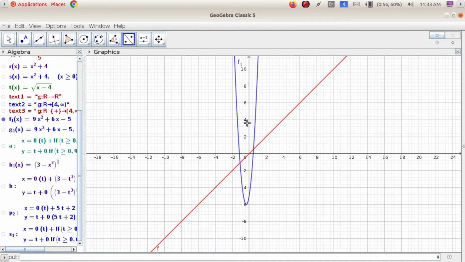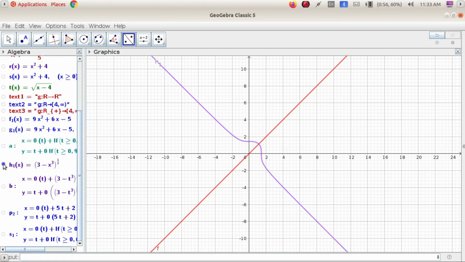Now this function is not 1-1, not onto. Now consider only this part, x greater than or equal to 0. Its reflection is this one.